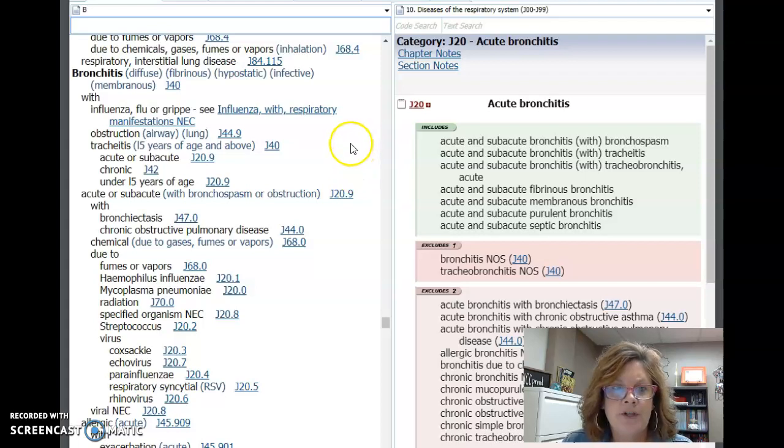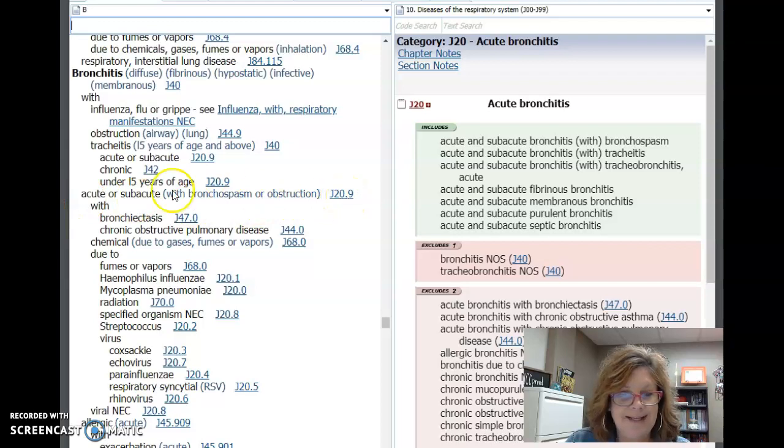Okay, so in your book, again, hopefully you found it. You just look under bronchitis alphabetically in the alpha. So here I have bronchitis. This is laid out the same way your book is laid out. So with bronchitis, if the statement read acute and chronic bronchitis, how do I code that? Because I have an acute bronchitis and I have chronic. So what do I do here? I go down to acute. All right, so my code's going to be J20.9.